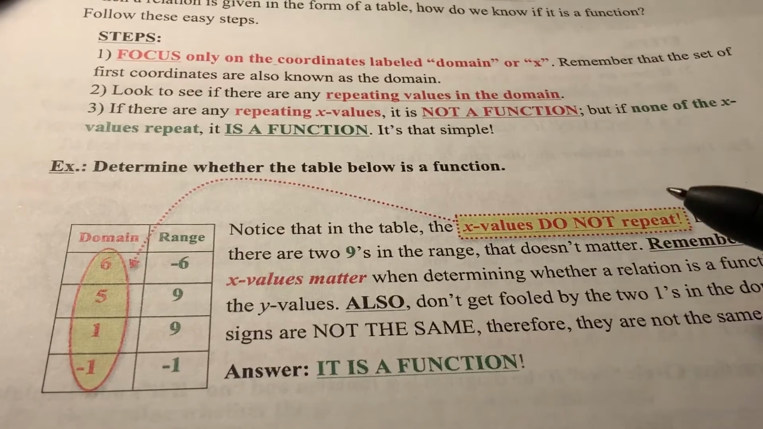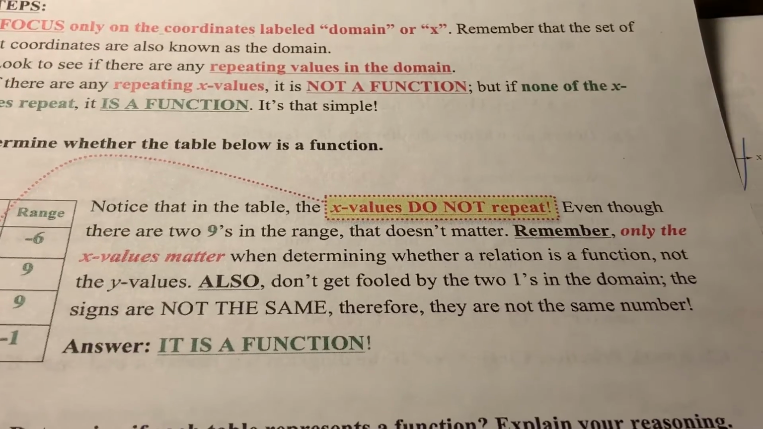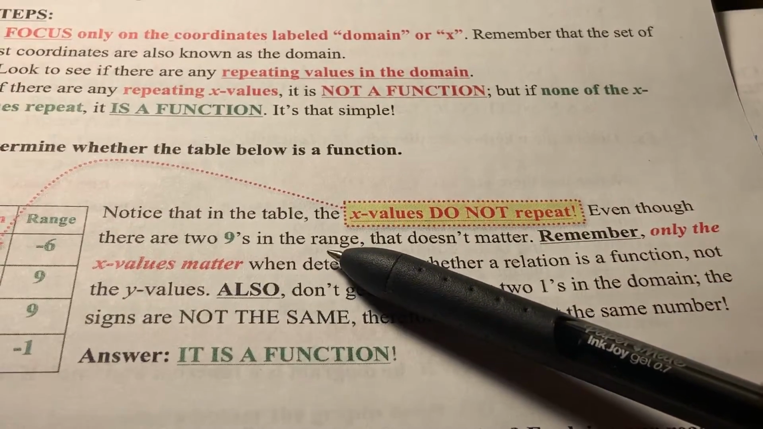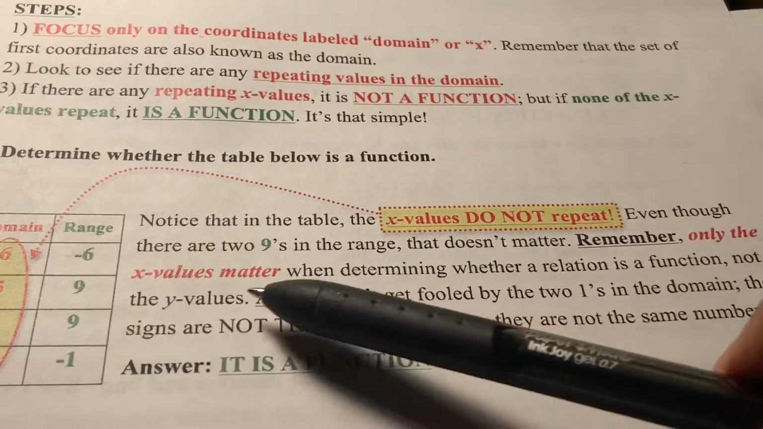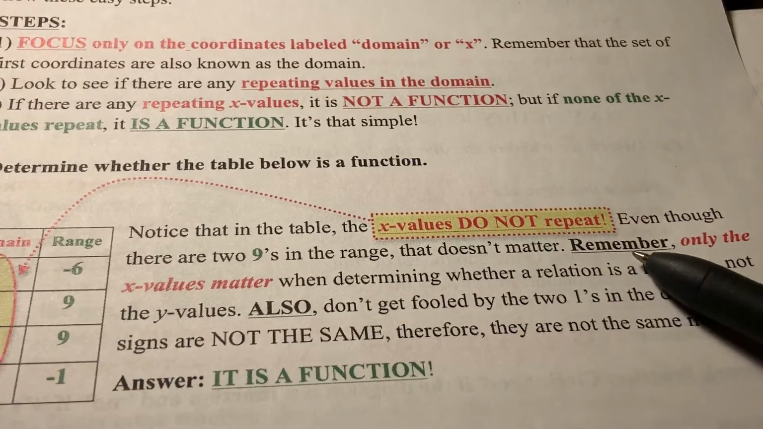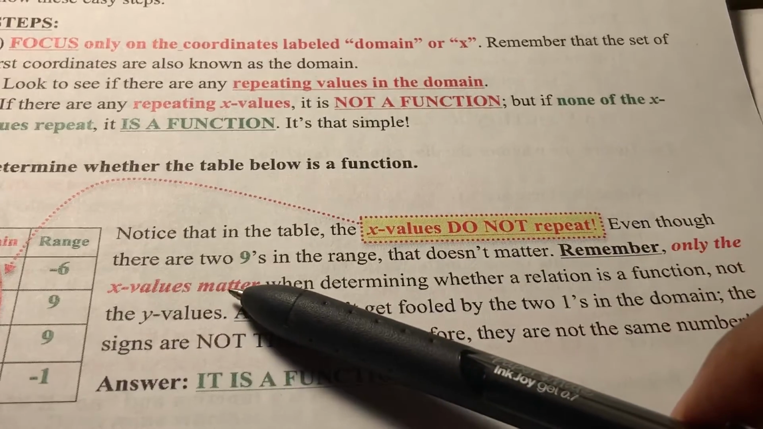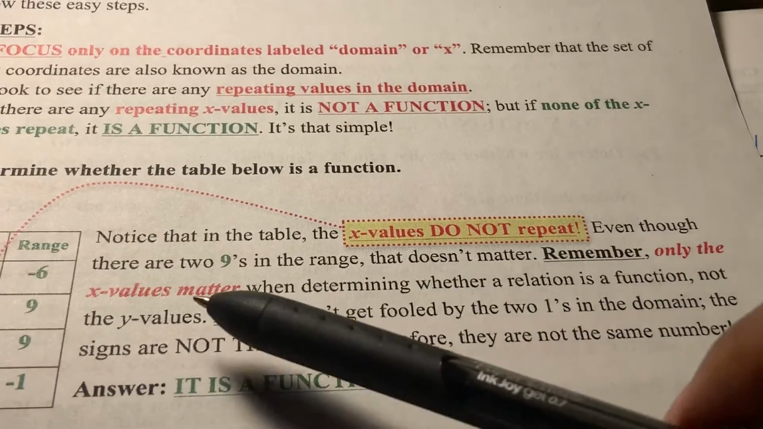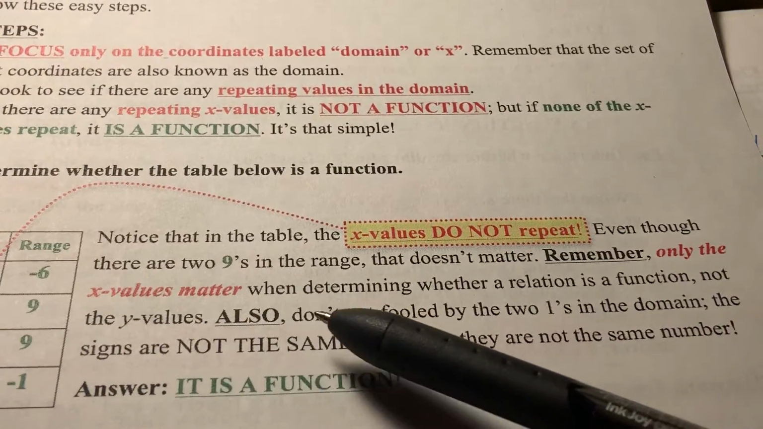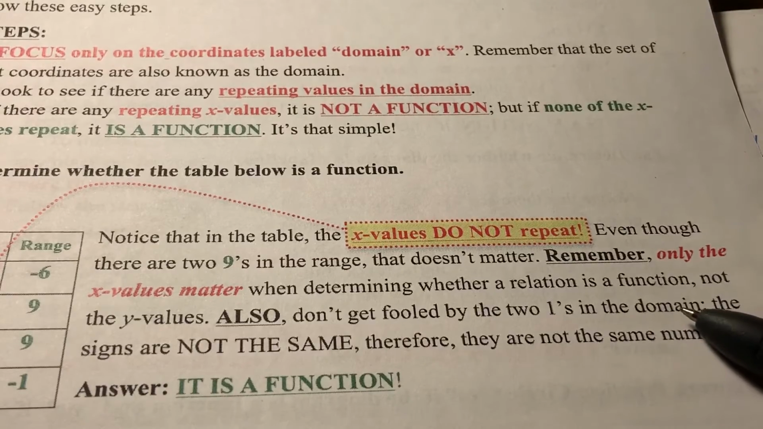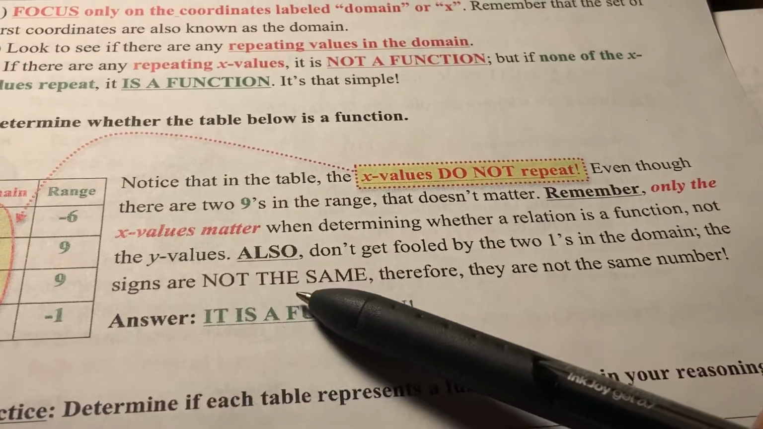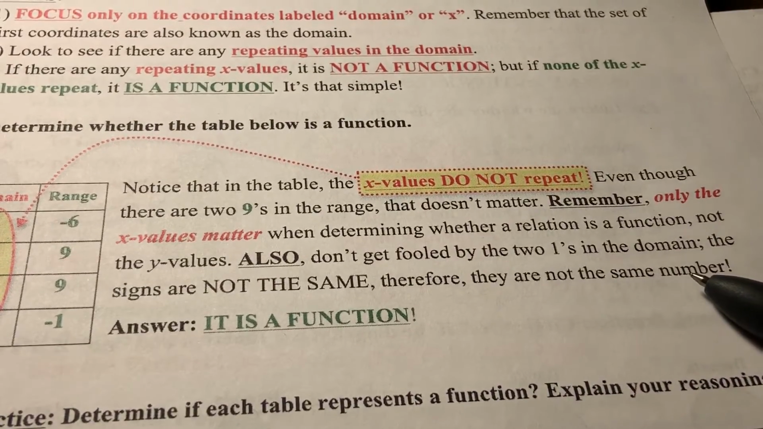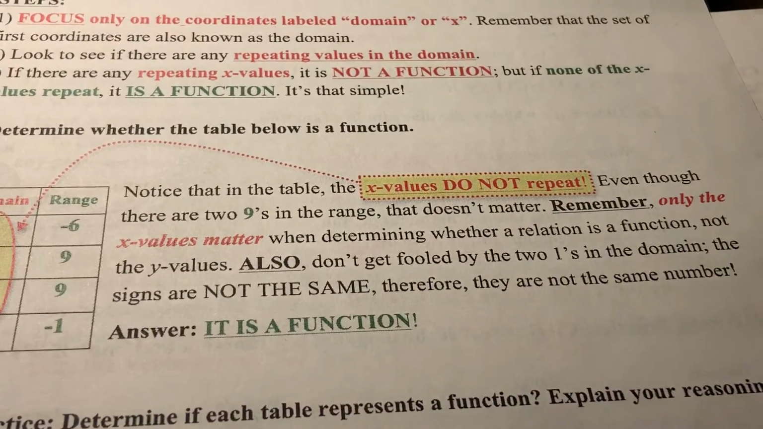Okay, let's continue reading here. Even though there are two 9s in the range, look here, 9, 9, that doesn't matter. Remember, only the x values matter when determining whether a relation is a function, not the y values. Also, don't get fooled by the two 1s in the domain. The signs are not the same. Therefore, they are not the same number. Answer, it is a function. It's that simple, ladies and gentlemen.